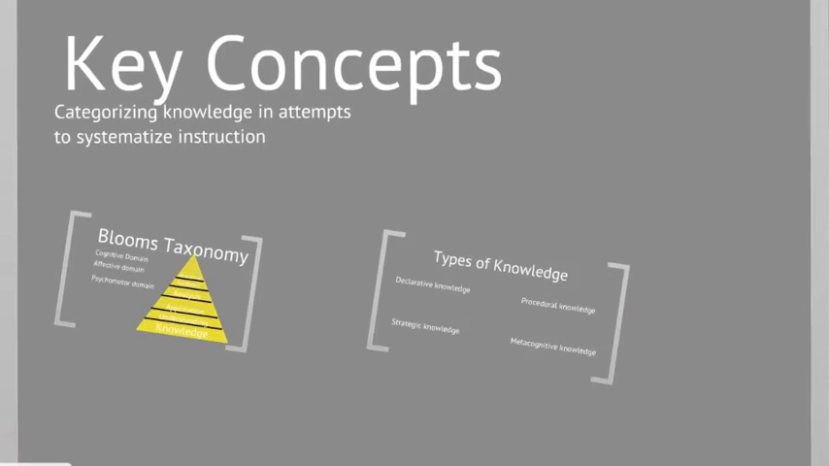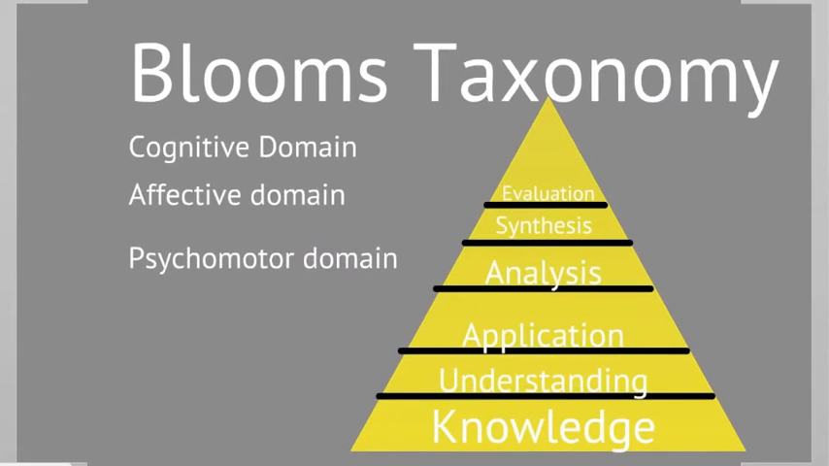Some key concepts about the cognitive perspective. It tries to categorize knowledge and attempts to systemize instruction. Bloom's taxonomy is one way that this is done. There are three main domains, as you can see.